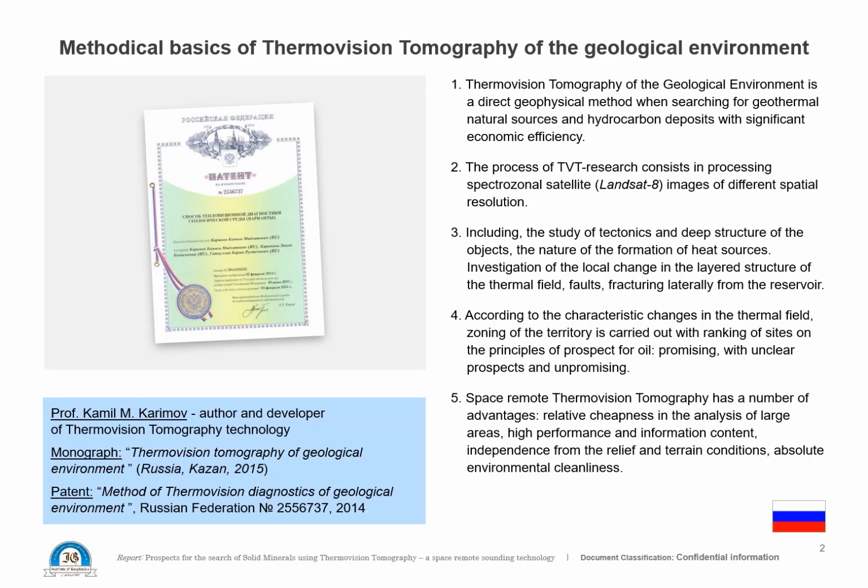The materials were processed using Terramotis and Landsat-8 spectrozonal satellite images in the thermal infrared wavelength range, with a spatial resolution of 500 to 10 meters. According to geothermal features, the territory was ranked by the prospect of ore bodies. Complexing of geomagnetic and geochemical surveys with TVT data was conducted.